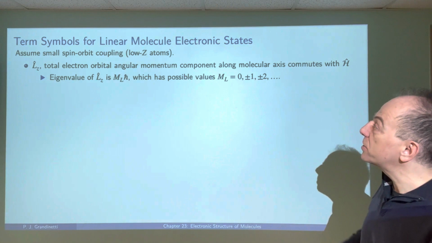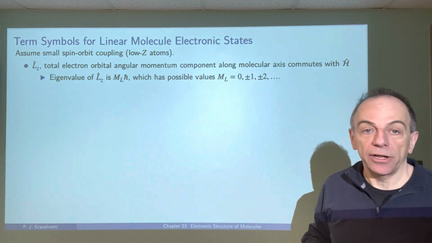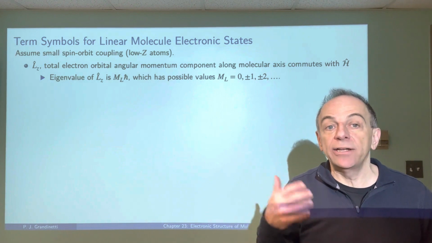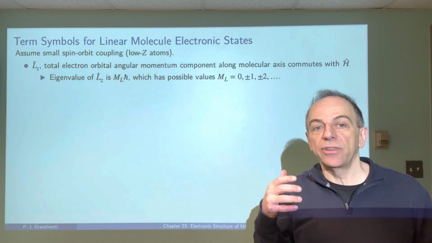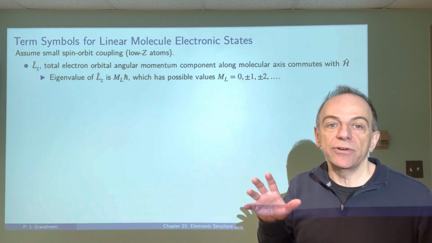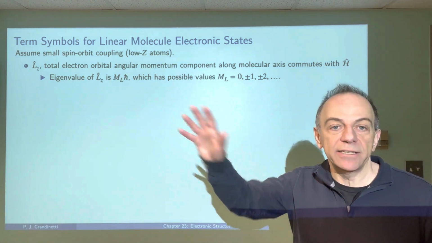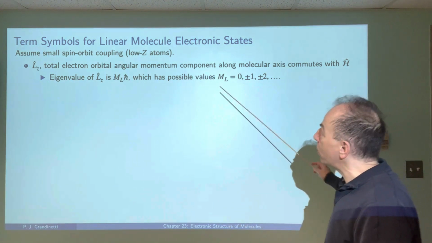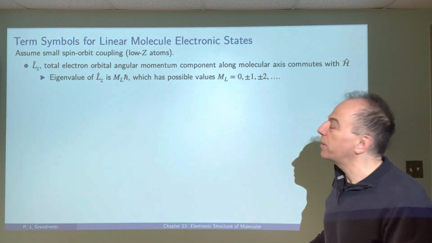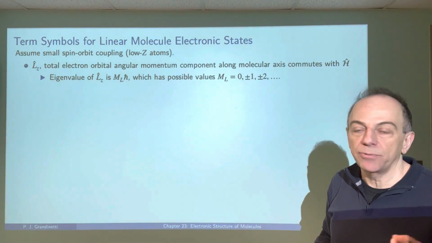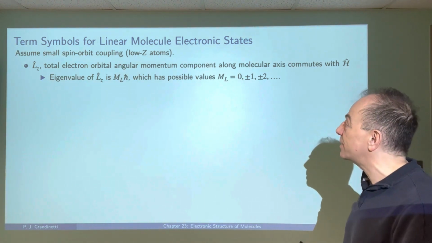Now we're going to focus on linear molecules in this video and in this course because we don't cover group theory, and you need group theory to really do the term symbols for nonlinear molecules. But the ideas that we do here can be useful when you get to designing term symbols for nonlinear molecules. Now we're also going to assume that we're working with cases where there's small spin orbit coupling, so we're looking at molecules with low Z atoms involved.